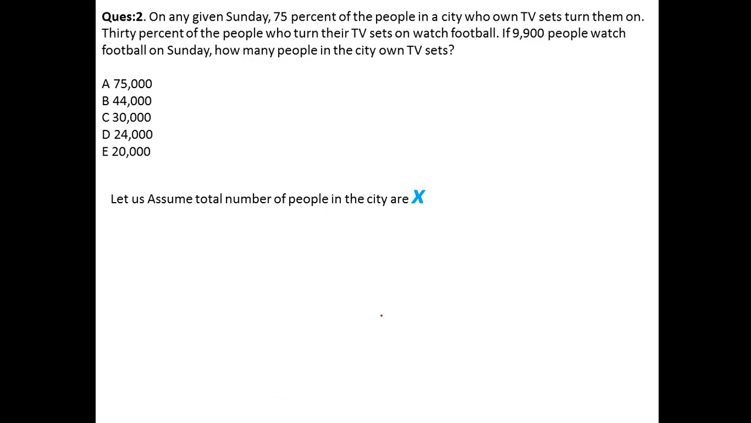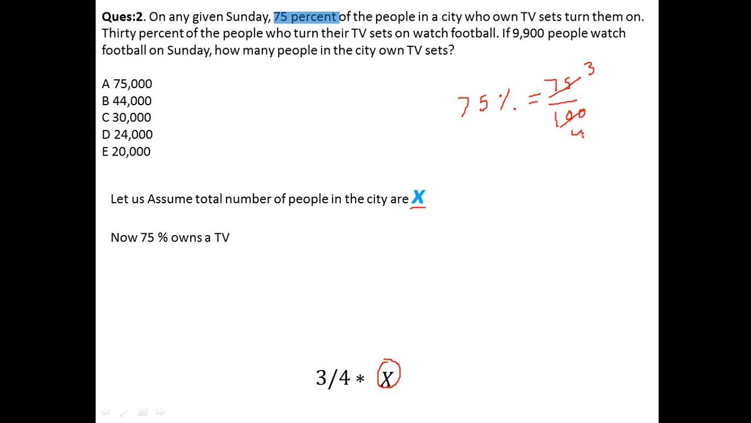So let us see the solution. Let us assume the total number of people in the city is X, right? So I write X here. Now 75% owns a TV. Alright, it's given here. So I multiply 3 by 4 into X. So this is the total number of people owning a TV, because clearly 75% is equal to 75 upon 100. Cancel it by 25. 25 threes are 75, 25 fours are 100, so 3 by 4. I wrote here. That is alright.